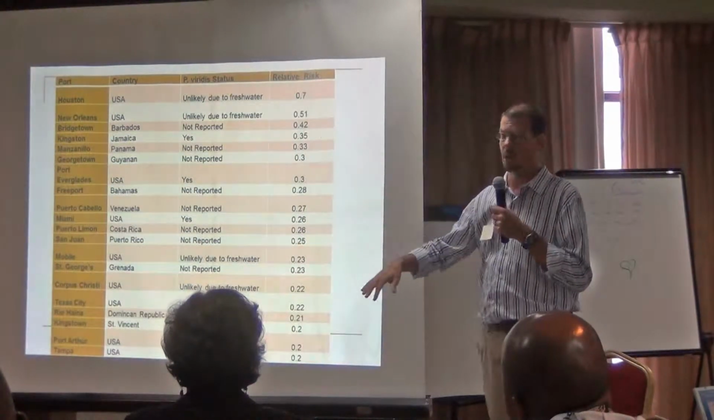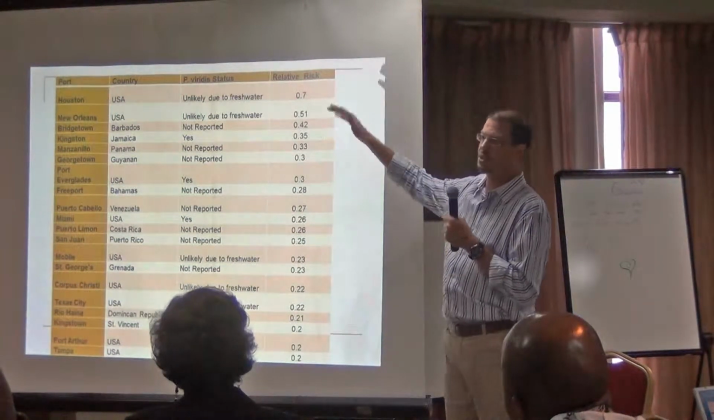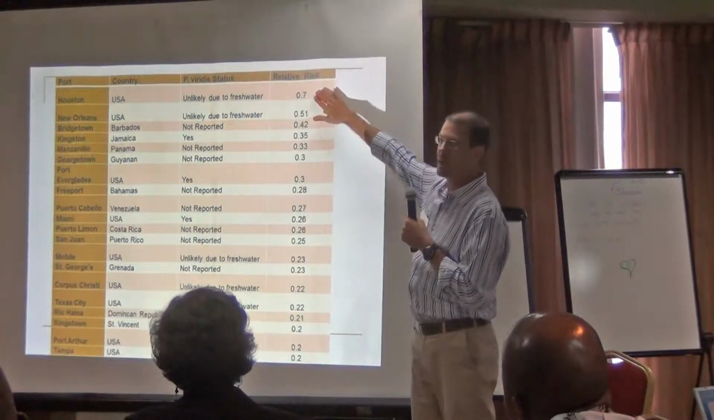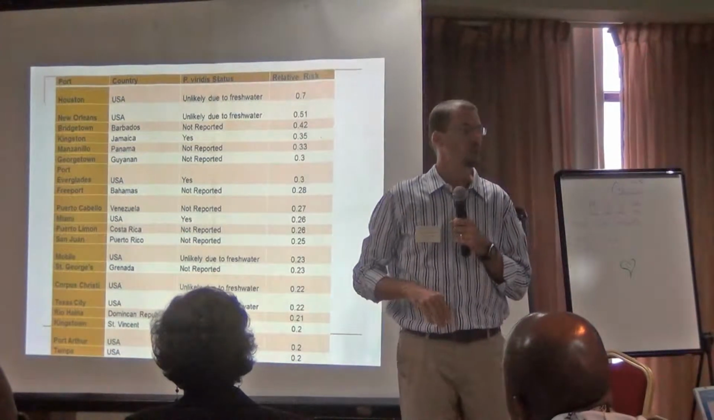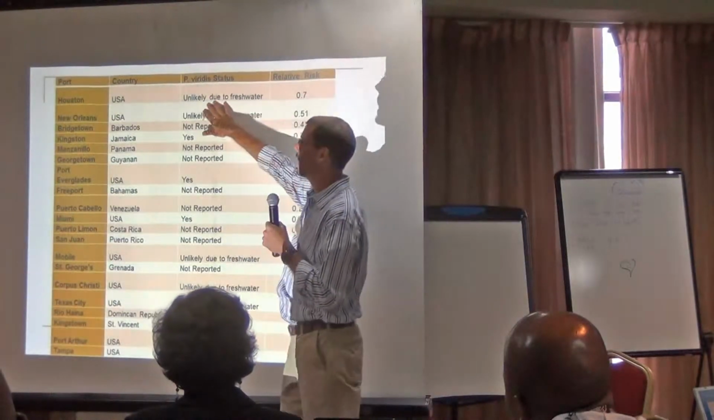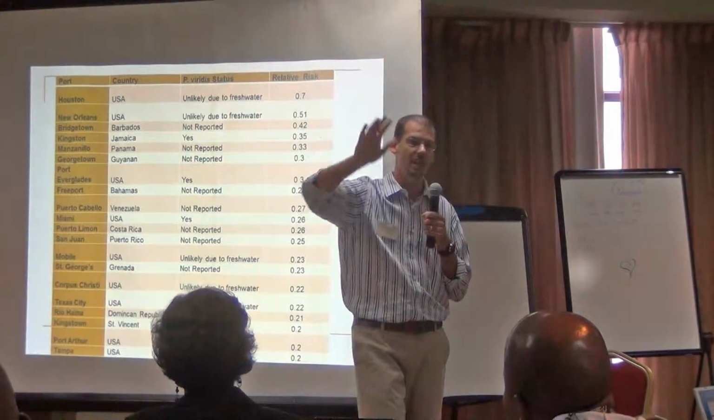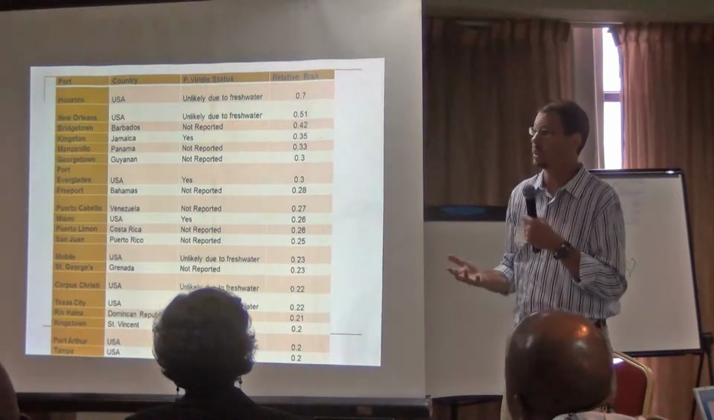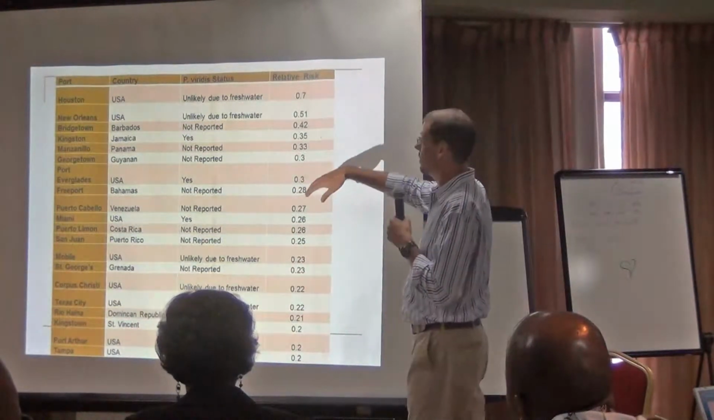I'm not going to spend a whole lot of time here, but I think I ran this 1,000 times, and 70% of the time my model predicted that Houston would get an introduction of Perna viridis. Well, Houston doesn't have it. Why? The Houston port is actually upriver a little bit, so there's fresh water there, so it may not be able to establish.